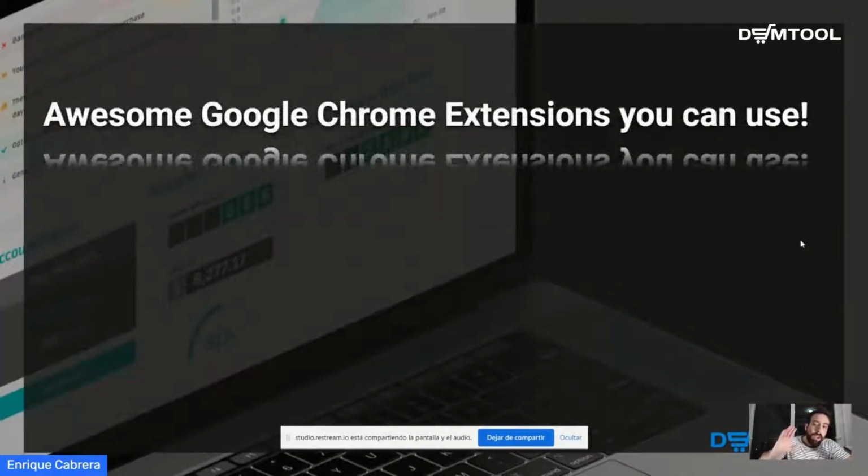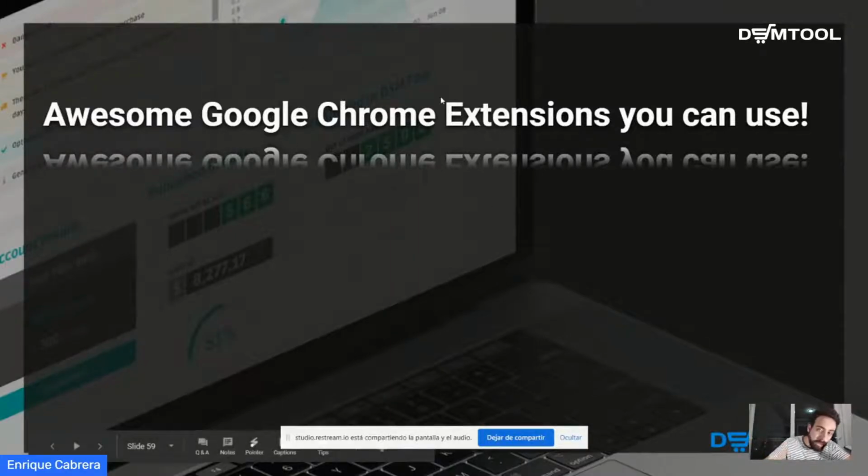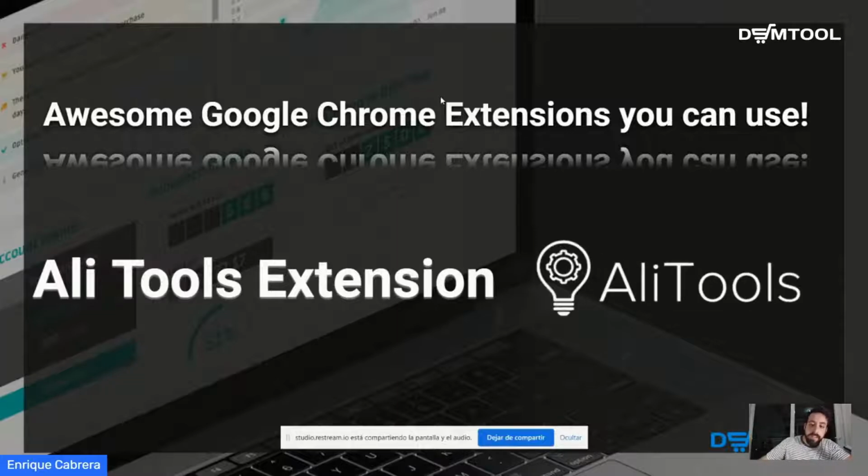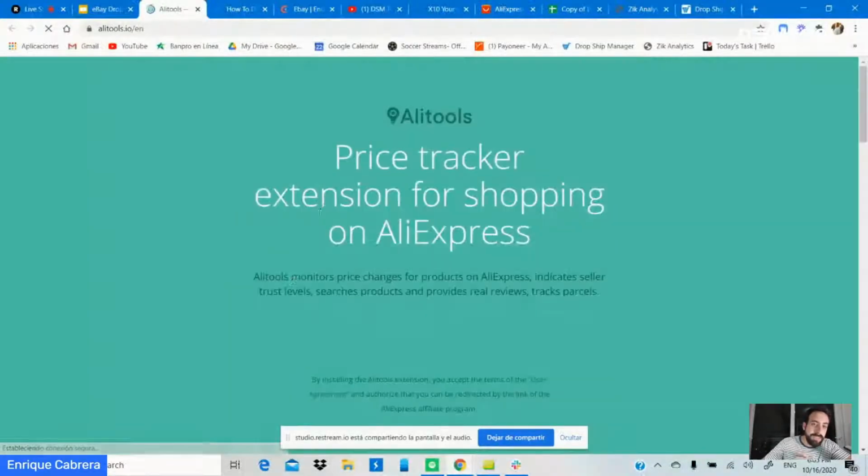Now, this is super important because these Chrome extensions are going to help you with your market research, and they're going to make it so much easier. The first one is the Ali Tools extension. Well, because we're using the marketplace of AliExpress to source products from China. So let me go ahead and show you what this does.